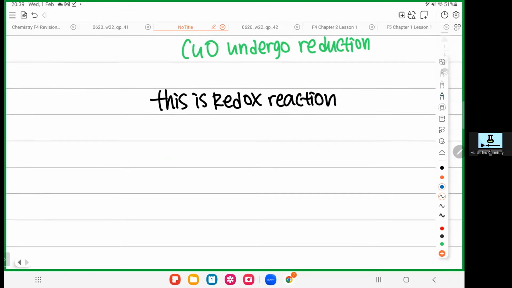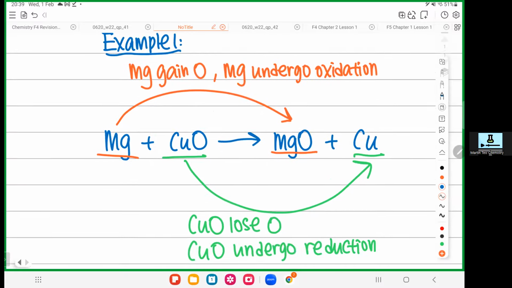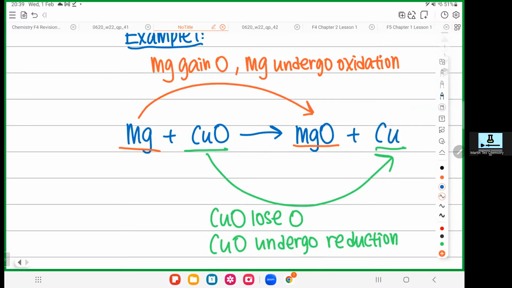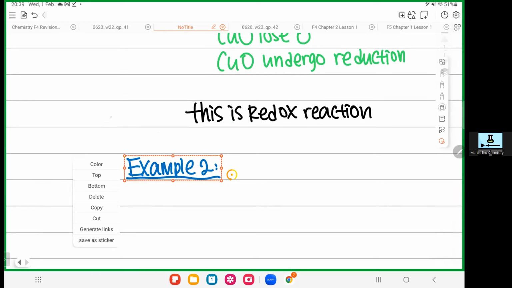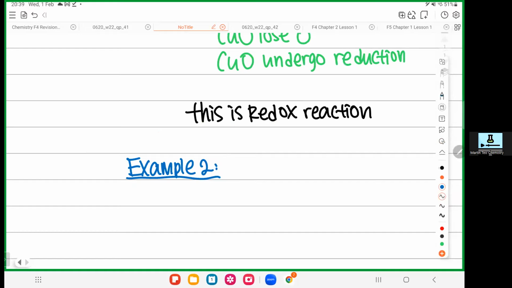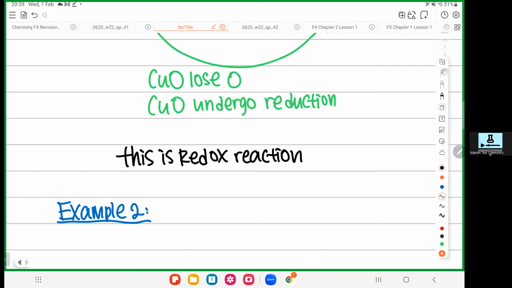Example number 2. Later, I will let you all try some questions, but now just follow my footsteps. Let me guide you step by step first. So let's say I go for another example. It looks like this.